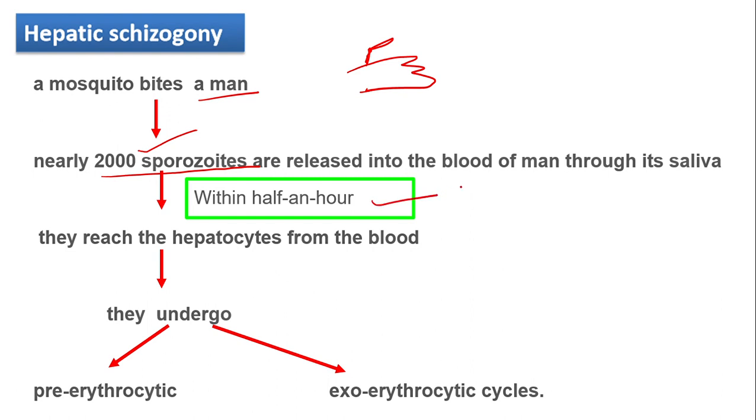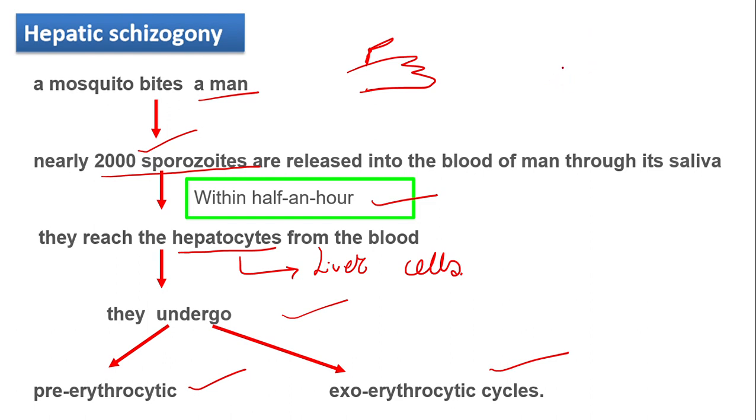Within half an hour, इस होने के बाद within half an hour they reach the hepatocytes. What are hepatocytes? These are nothing but your liver cells. They undergo two phases. Pre-erythrocytic cycle, exo-erythrocytic cycle.